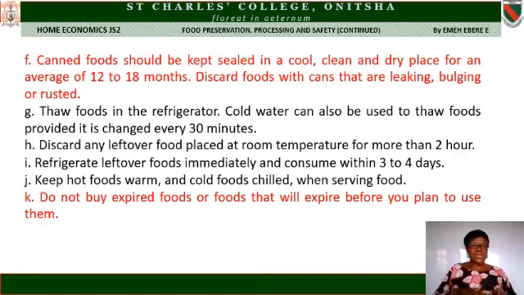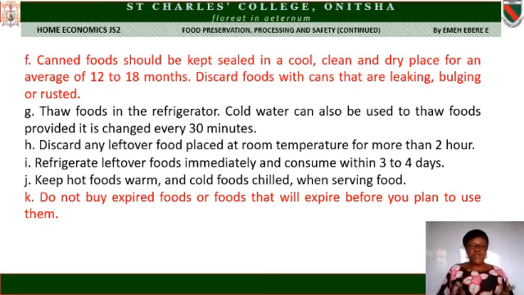Now, the next one is thaw foods in the refrigerator. What do we mean by thawing food? Thaw means defrost food in the refrigerator. Don't force them out. Maybe you want to bring the food that you put in the freezer out. They are stiff. Don't force them out. Thaw them. You can use your cold water to thaw your food, provided you change it every 30 minutes.